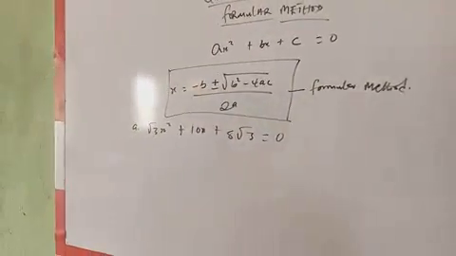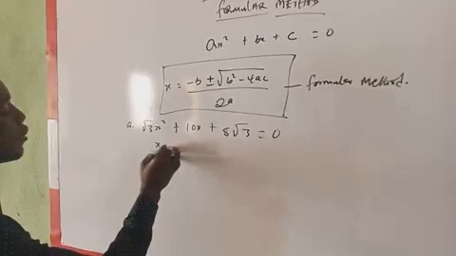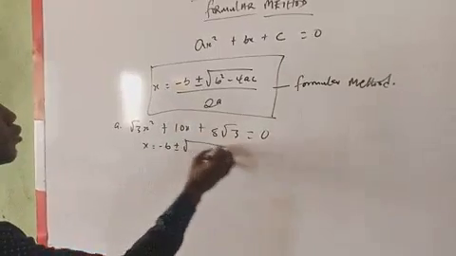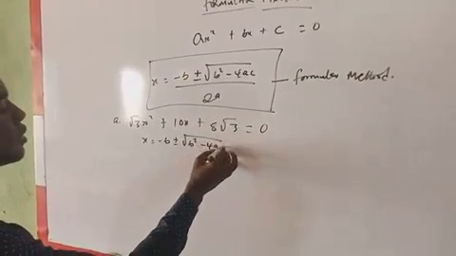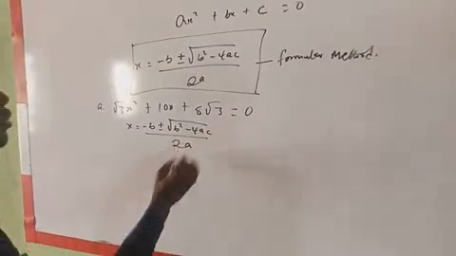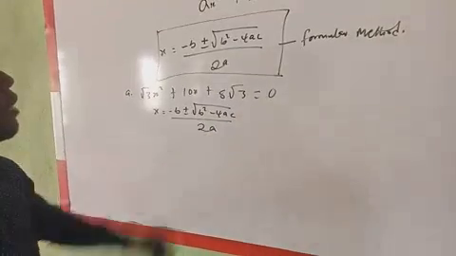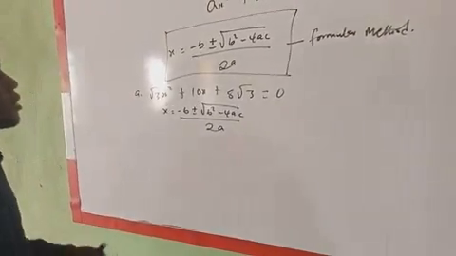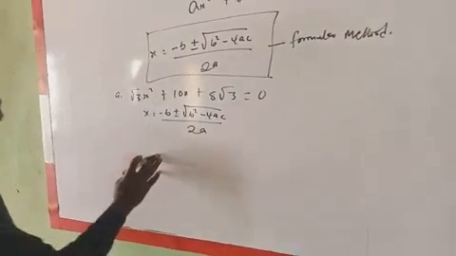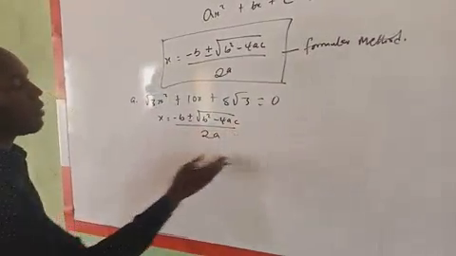The first thing I'm going to do here is state my formula. x equals minus b plus or minus the square root of b squared minus 4ac over 2a. I would advise you to have this formula in your head. So let's go. Now the next thing is to identify the values of my a, my b, and my c.